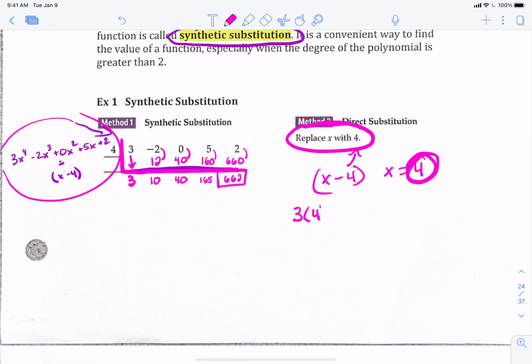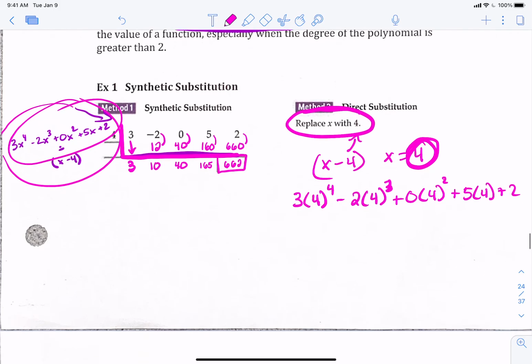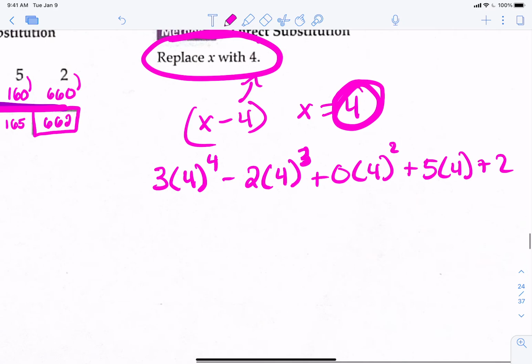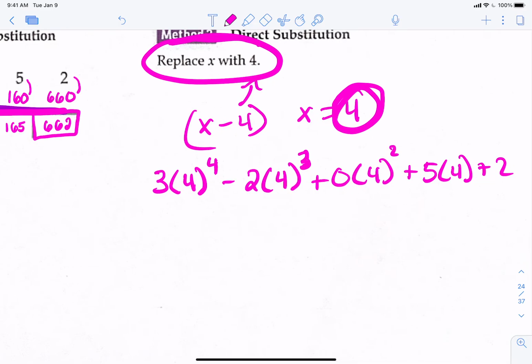3 times 4 to the fourth power minus 2 times 4 to the third power plus 0 times 4 squared, which you don't really have to write out, but we'll just write it out, plus 5 times 4 plus 2. Do you see where I'm getting this stuff from? This equation over here, okay? All right, and let's simplify it, okay? 4 to the fourth power is a really gross number. It's 16 to the second power, which is 256, but then you take that times 3, and that is something really huge.